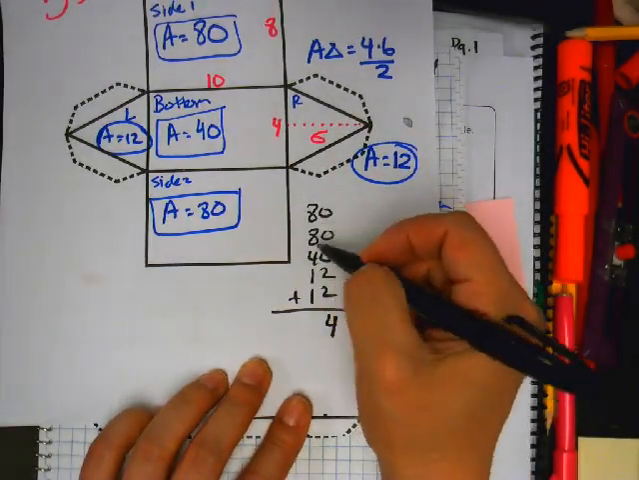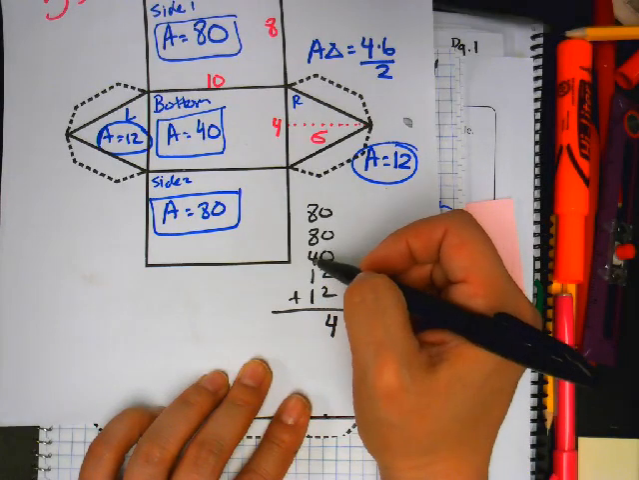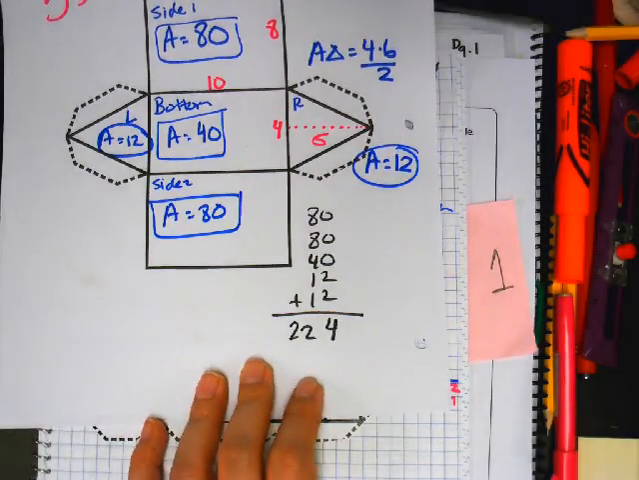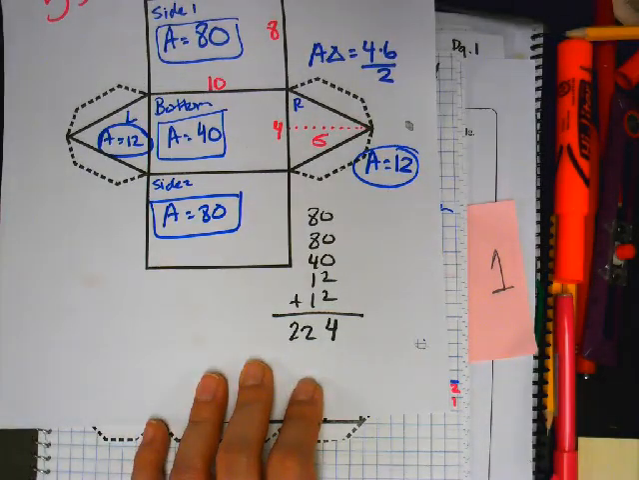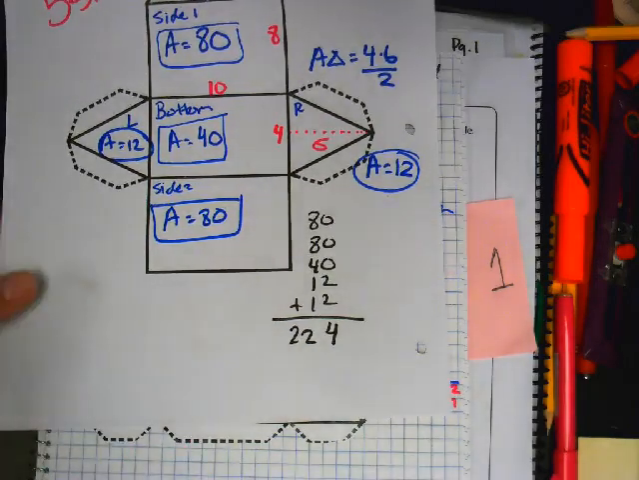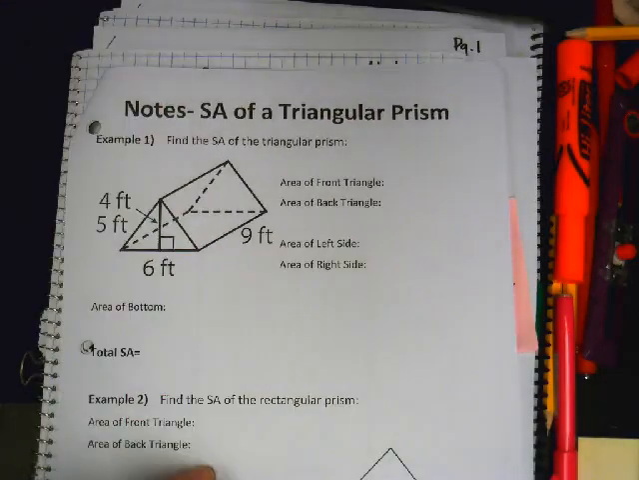8 plus 8 plus 4 plus 1 plus 1. 16, 20. Yeah, I got 224. Easy? Should be. All right, let's do it with this example.